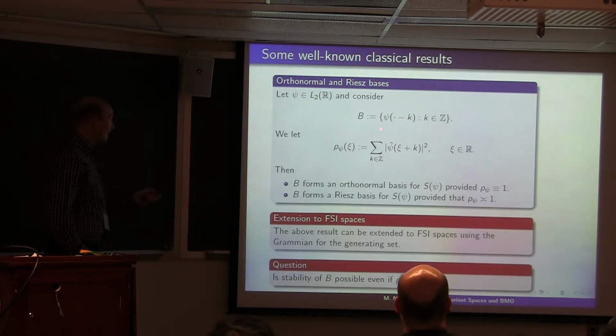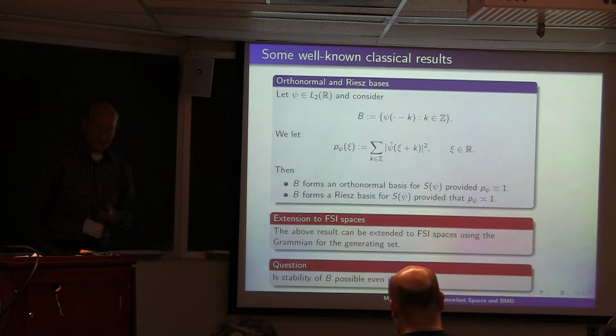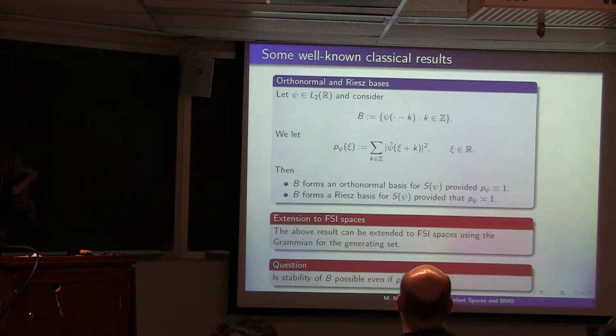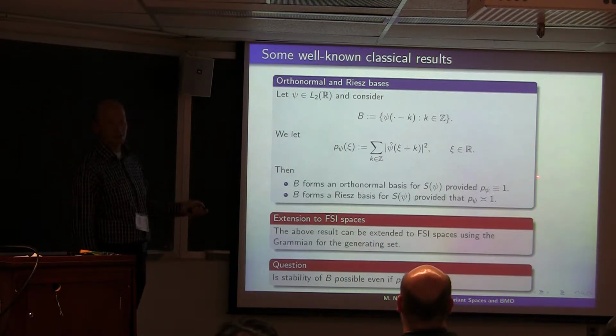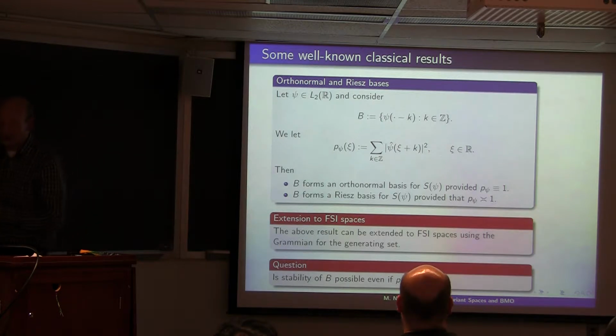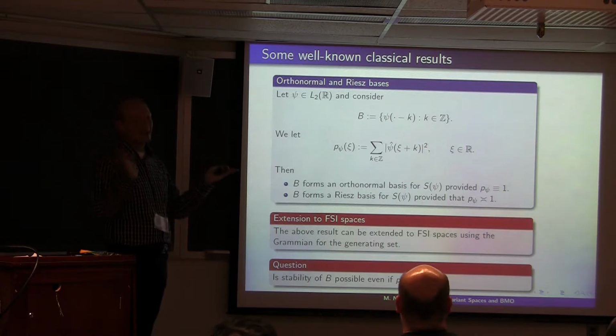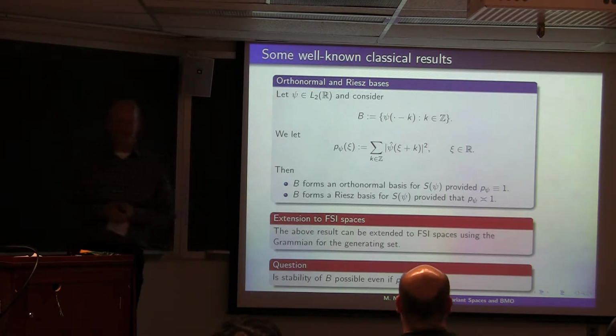And now in this setup, it's very easy to derive some of the basic results on these basis properties. Because if you look at this set here, and you define the periodization function as before, it's very easy to check that in the case where this periodization function happens to be identically equal to 1, we immediately get an orthonormal basis for the shift invariant space. I mean, this is really the optimal situation. We cannot do better than an orthonormal basis. Then we are very happy. I mean, the analysis is done, so to speak.